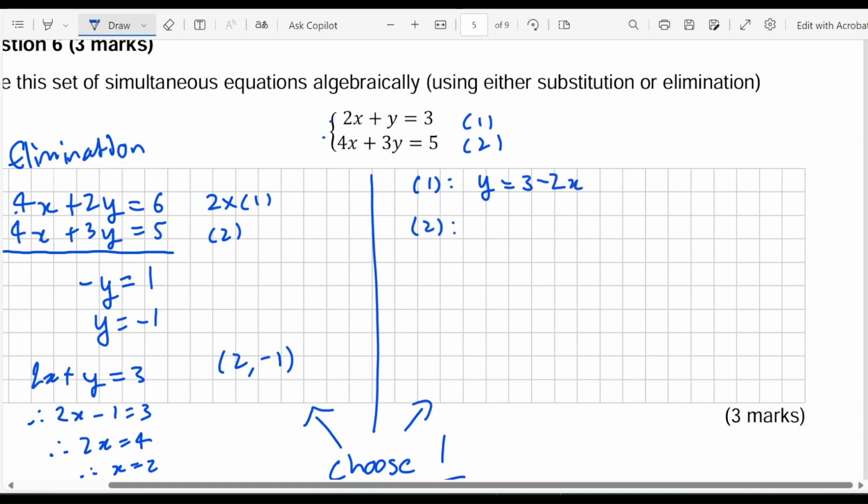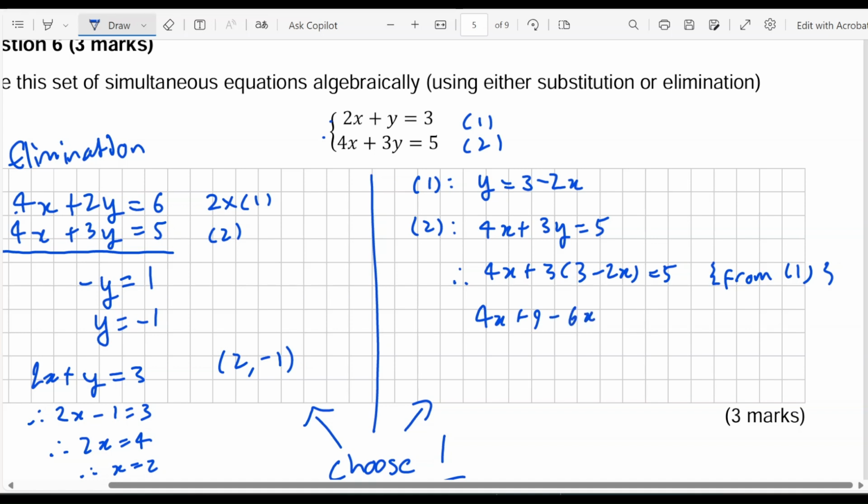this back into equation 2. So that started 4x and 3y gives you 5. Therefore, 4x plus 3 lots of 3 take 2x, because that was the y value, equals 5. This is from 1. All right, if we expand this out, you're going to get 4x plus 9 take 6x equals 5. So that would give you minus 2x if you group those terms together.